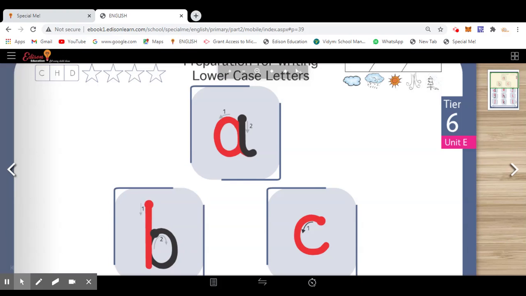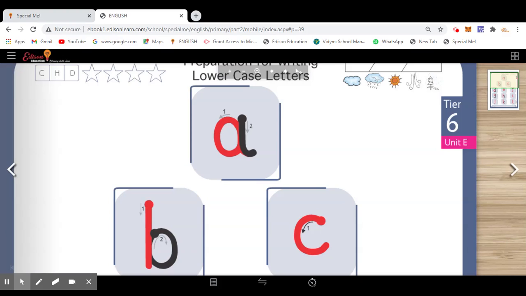B, B, B. Balls are bouncing on the floor. B, B. Balls are bouncing on the floor. B is the sound of B.